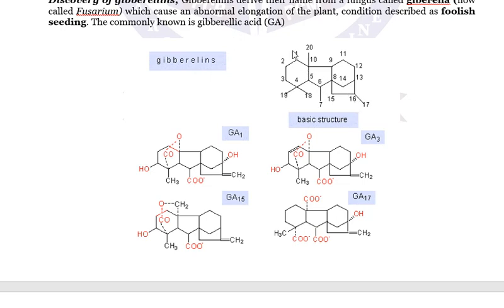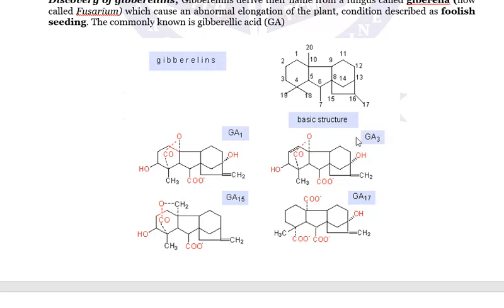As you can see, we have carbon number 1 up to carbon number 17, and we have different attached groups on this skeleton, which make different categories of gibberellins. For example, we have gibberellic acid 1. In this we have some additional groups which are attached, and they are shown in red. That means these are the ones which make the difference between the basic structure of gibberellins and gibberellic acid 1.